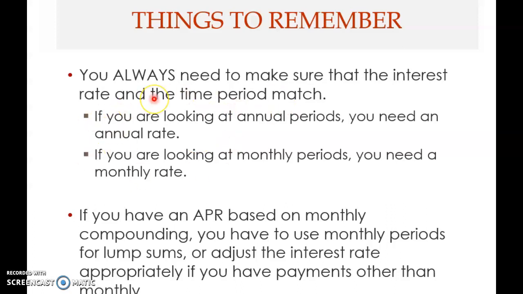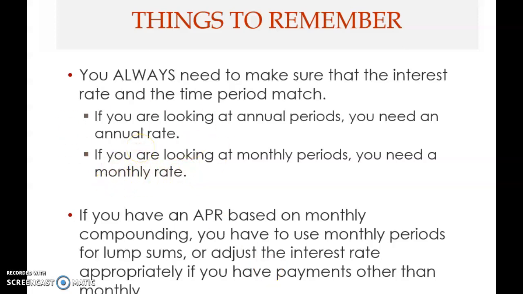Right, let us continue. Things to remember in this next slide. Okay, still on chapter 6. We are looking at compounding frequency. Things to remember. You always need to make sure that the interest rate and the time period match. These two must match. If you're looking at annual periods, you need an annual rate. Okay, if you're looking at monthly periods, you need a monthly rate, which is quite obvious.